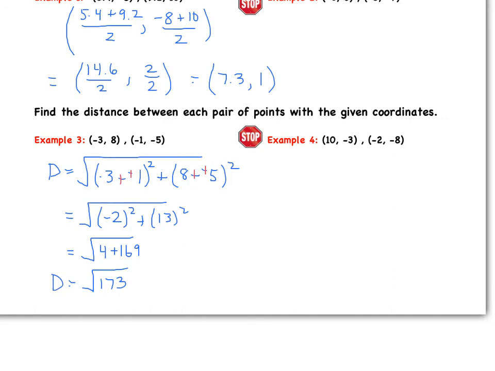I want you to complete example 4. Remember, if you can simplify the square root, you always simplify that as much as you can. All right, so we will come back and check our answers tomorrow in class.